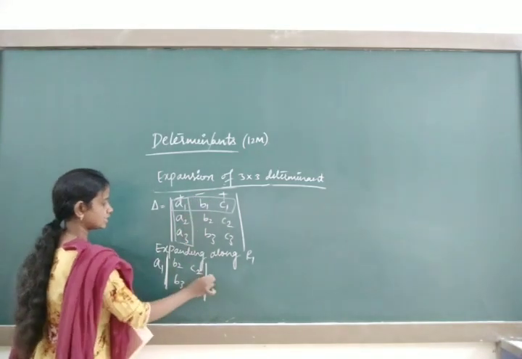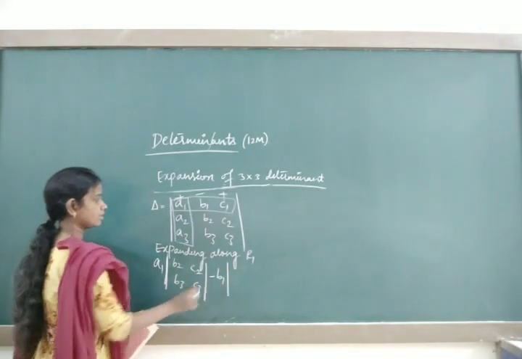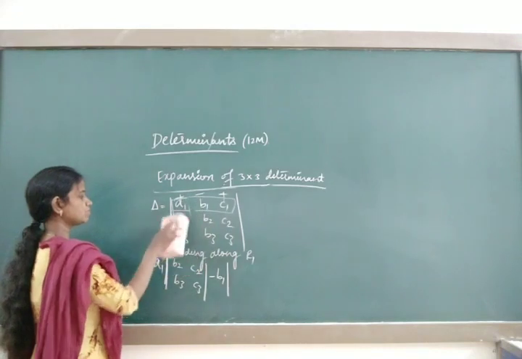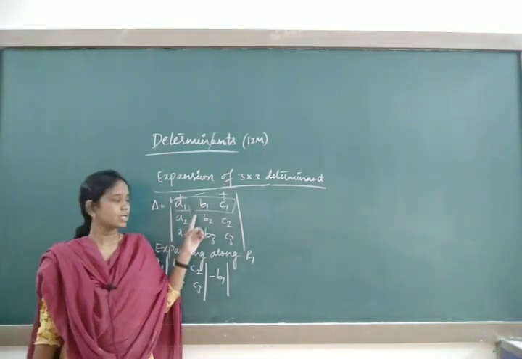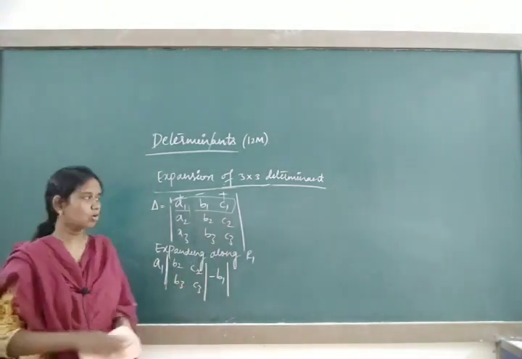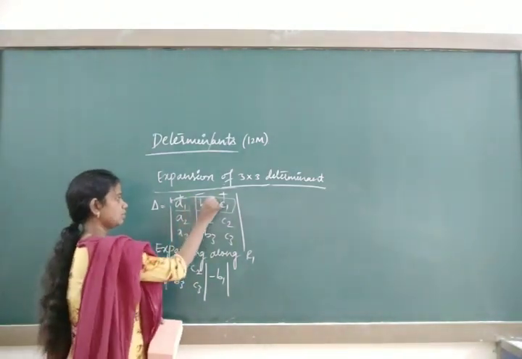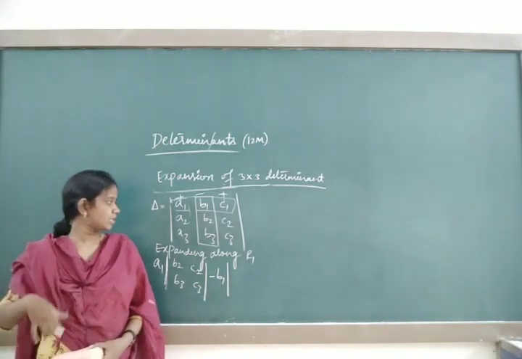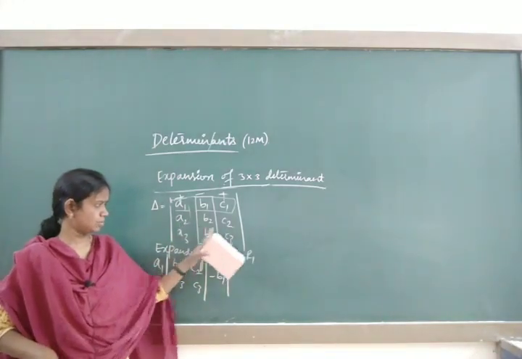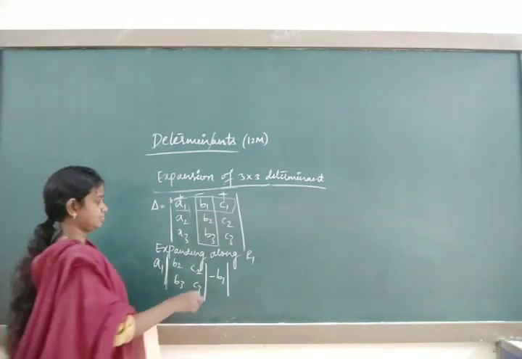Next you take the minus sign. Now wherever B1 is present, you delete everything. B1 is present in your first row, then it is present in the second column. Close this one. B1 is present like this also. Then what remains? A2, C2, A3, C3.